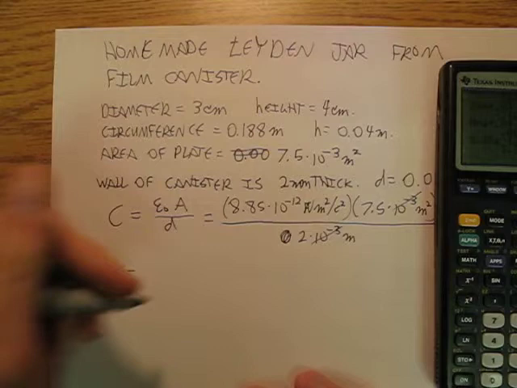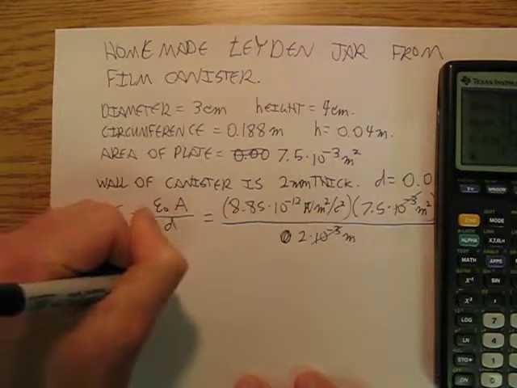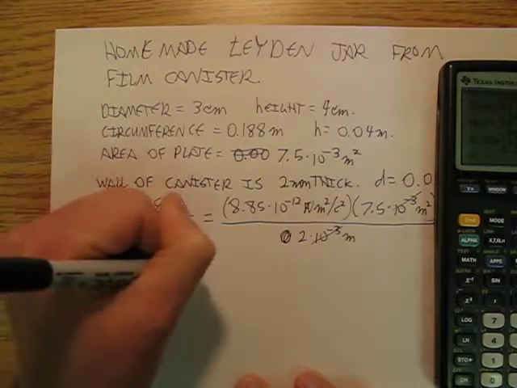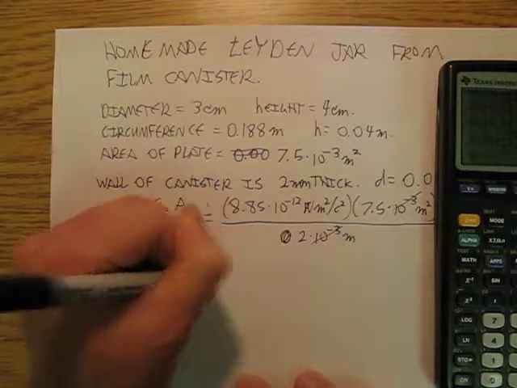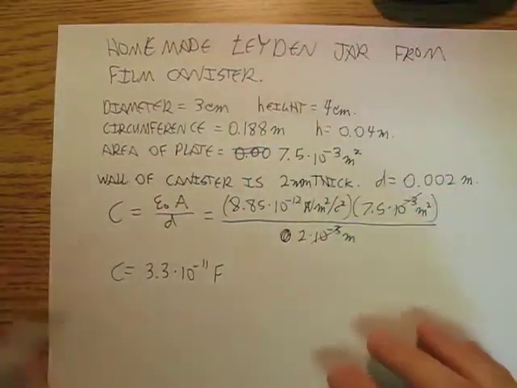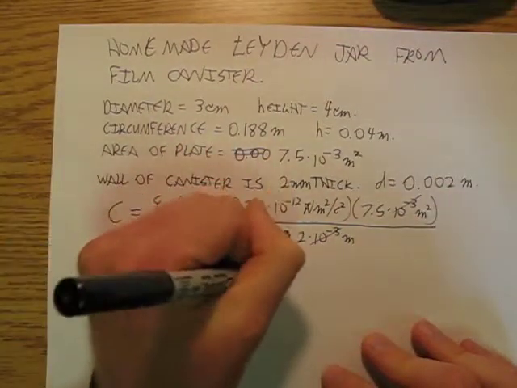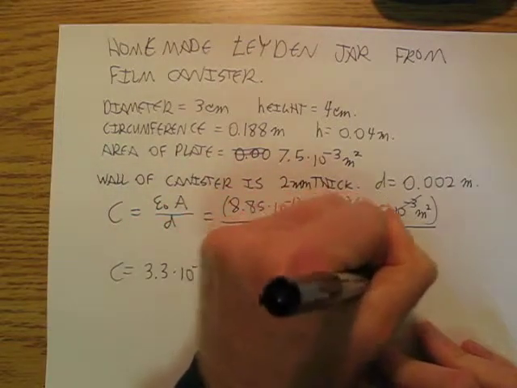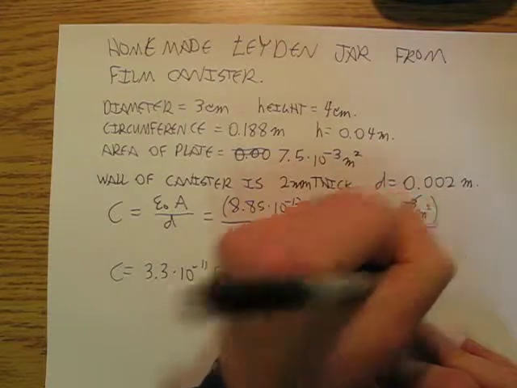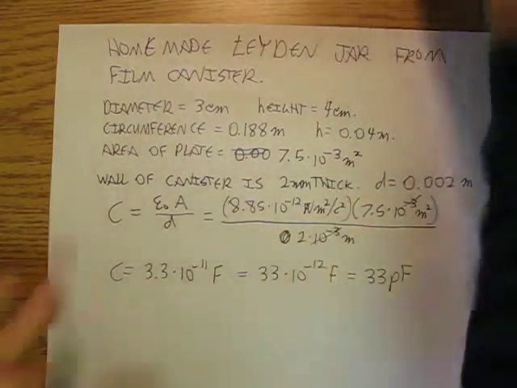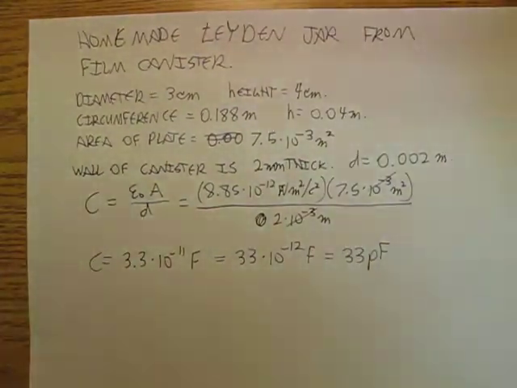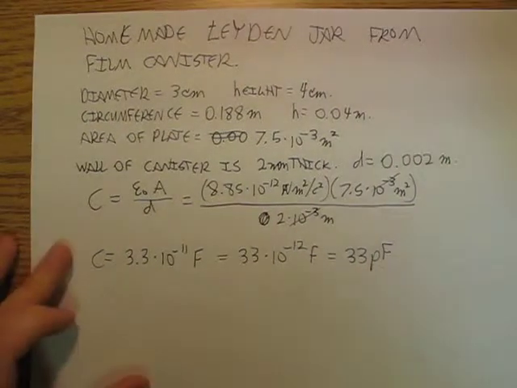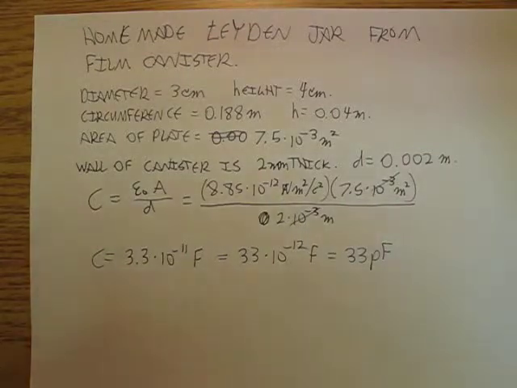We're going to get 3.3 times 10 to the negative 11th farads, and I'm going to write that as 33 times 10 to the negative 12 farads, which is 33 picofarads. So there's a reasonable assumption about the size of that capacitor. Now let's talk about how much charge he can store on that capacitor.